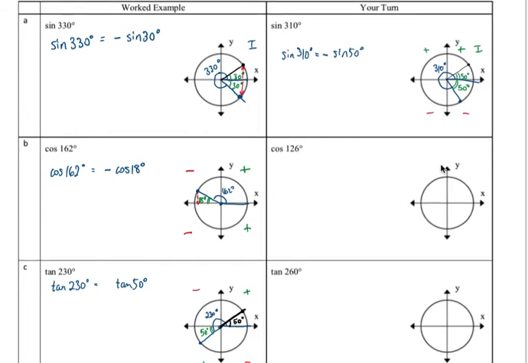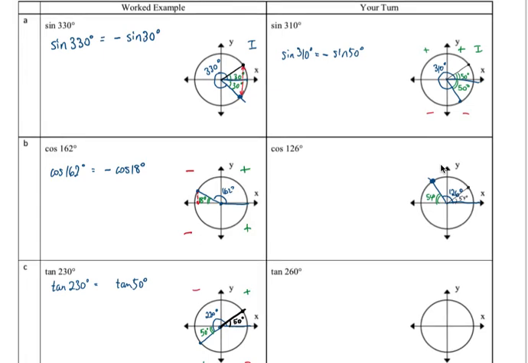Next one, cosine 126. Start at the positive, go around until you reach that. Put a dot there, then figure out the distance to the x-axis. In this case, it will be 54 degrees, because we know 54 plus 126 is 180. Our reference angle then is going to be over here, and it will be 54 degrees.